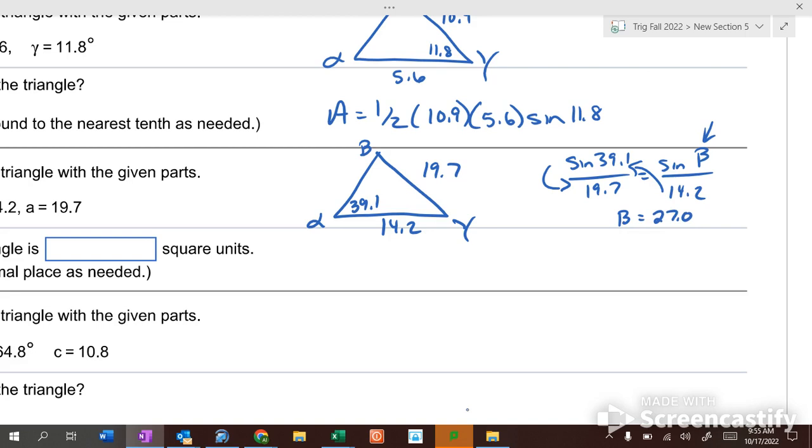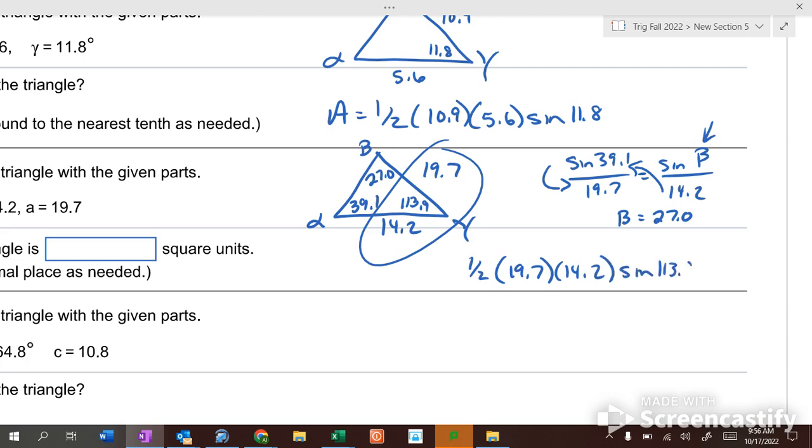27.0 sounds good to me. So if that's 27.0, then just take 180 minus 27 minus 39.1, and what do we get? 113.9. And now we have side angle side. It doesn't look like it in my picture. It's an obtuse triangle, but we didn't know that going into it. So we go 1/2, 19.7, 14.2, sine of 113.9. And you do the math, and you get the answer.